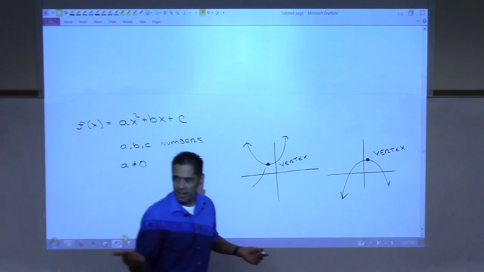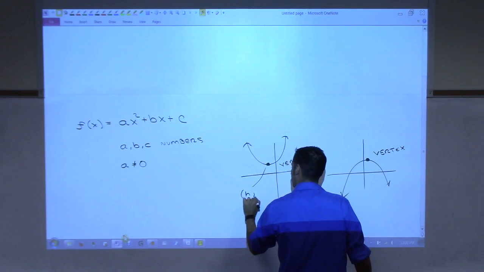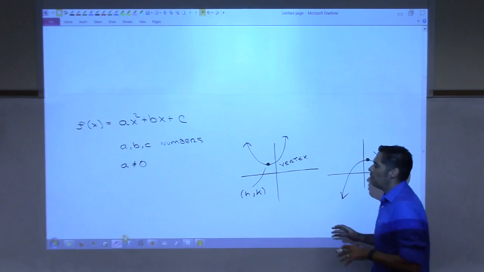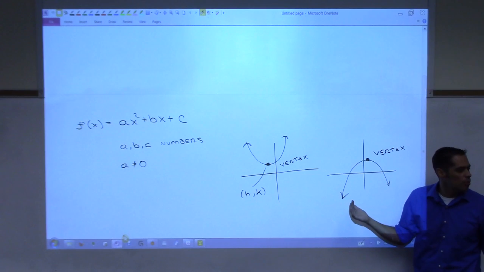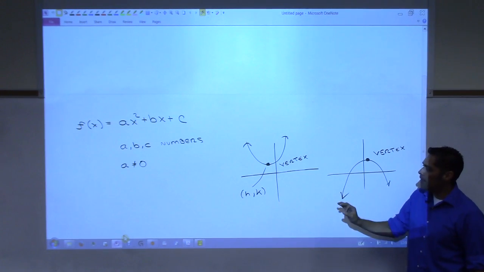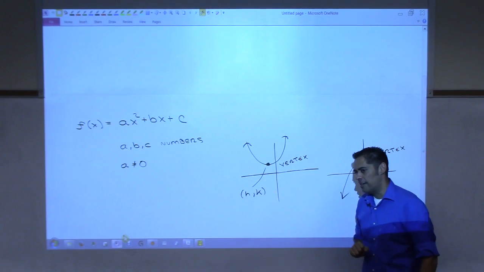HK. Do y'all remember that? HK? That was just a fancy notation. It's really just an x and a y coordinate. But on a parabola, we call it HK.